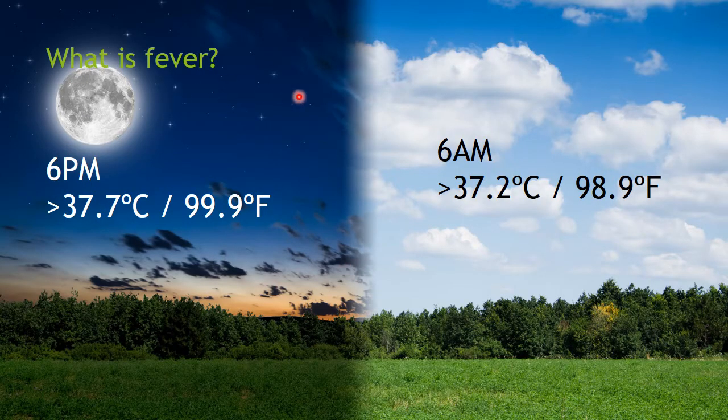So what is fever then? Plus or minus 0.7 degrees Fahrenheit. Due to the diurnal variation in temperature, the cutoff point for fever varies during the morning and in the evening. In the morning, or 6 a.m., it is more than 37.2 degrees Celsius or 98.9 degrees Fahrenheit, while in the evening, or 6 p.m., it is more than 37.7 degrees Celsius or 99.9 degrees Fahrenheit.